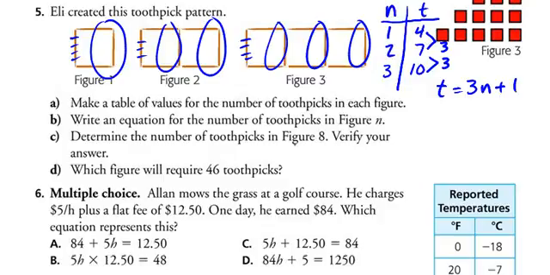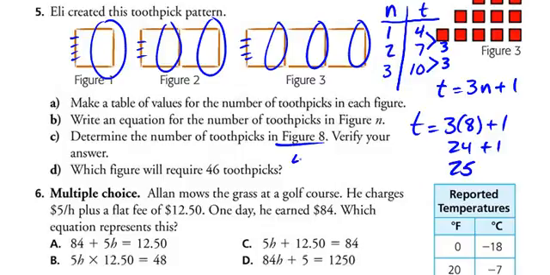And then we can use that to figure out the number of toothpicks in figure 8. So t is 3 times 8 plus 1, or 24 plus 1, or 25. And how would you verify it? Well, I guess you could make figure 8. Which figure will require 46 toothpicks? Let t be 46, and that's 3n plus 1, and then solve for n. And I'll let you do that on your own.